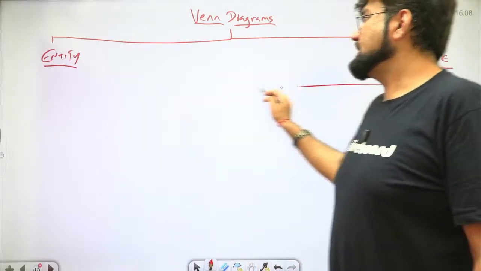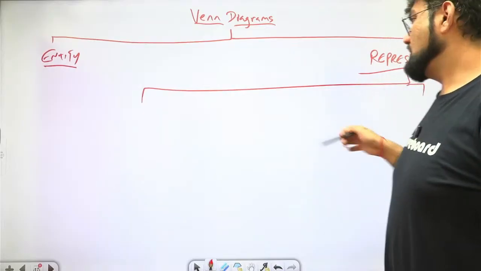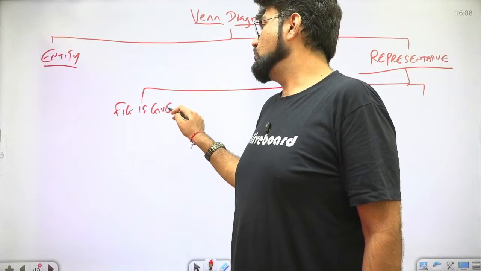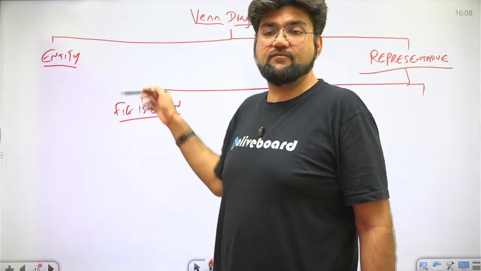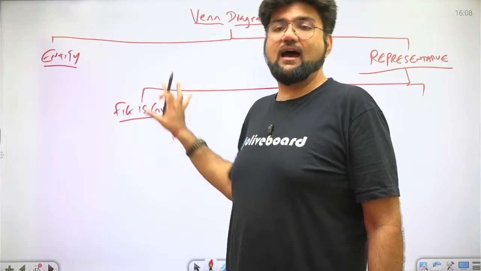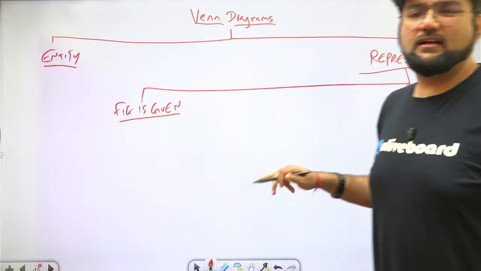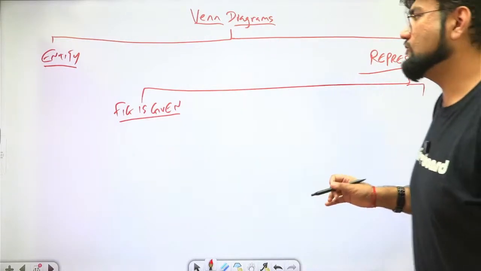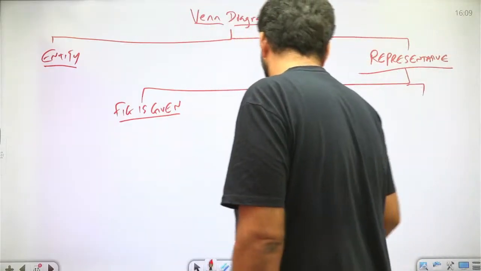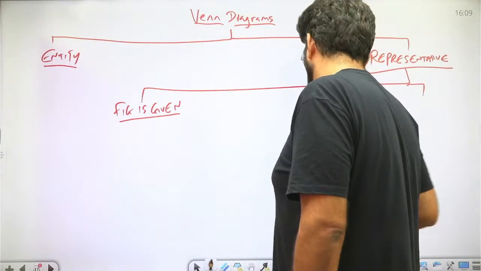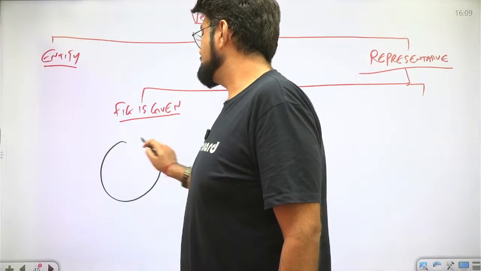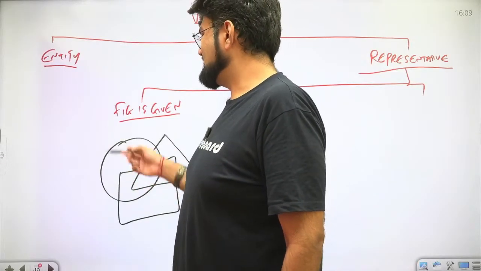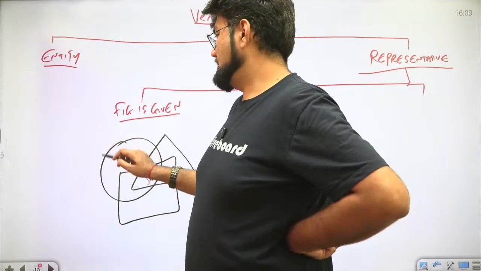Representative in itself is again divided into 2 parts. Part 1 is known as the part where the figure is given. Both these units, entity based and figure given based representative, are the questions which are often asked in SSC. The other one is something which has never been asked in SSC till date. We'll discuss this also just for the sake of better understanding. What happens in this category is there is a single figure given to you, something like this. So they can draw a figure like this. They may label it, they may not label it.